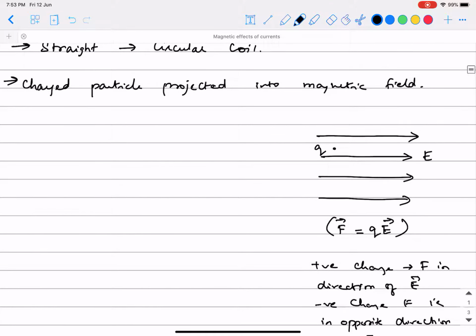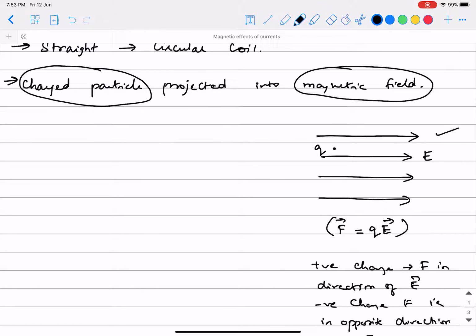In a similar way, here we are going to project a charged particle into a magnetic field, an external magnetic field. The replacement of this electric field is going to happen in this chapter. Let's say there is a magnetic field which is directed into the plane of the paper, and let's say the magnitude of this field is B.